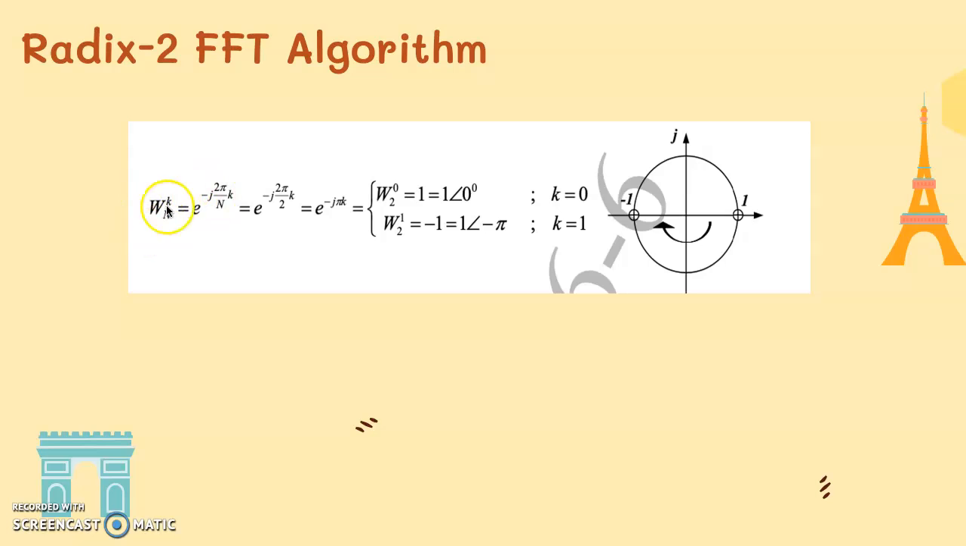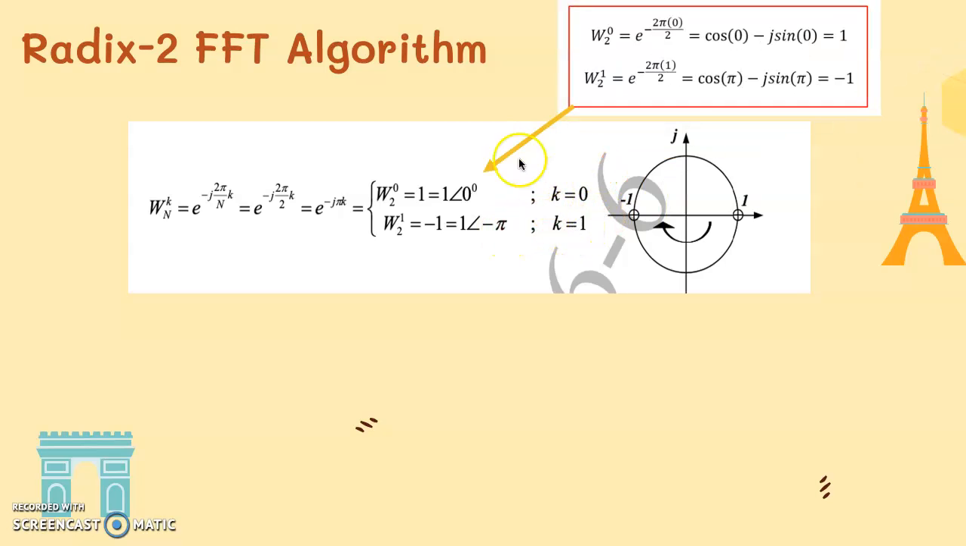Okay, for the constant value, so W_N^k equals e^(-j2πk/N), which is e^(-j2π/2 · k). N is 2, right? So k, you have to replace between 0 and 1. At first, when k equals 0, W_2^0, and W_2^1 at k equals 1. Okay, you can solve it.